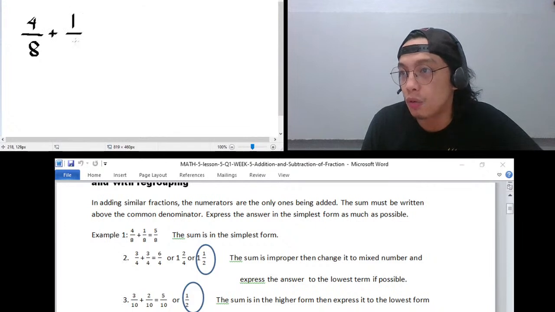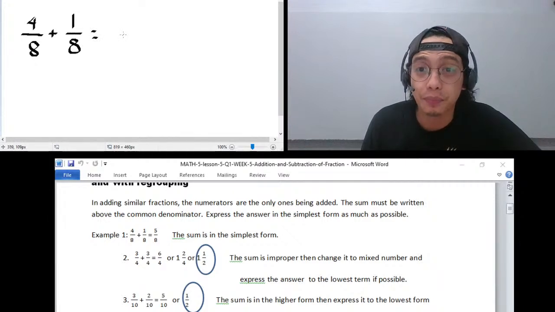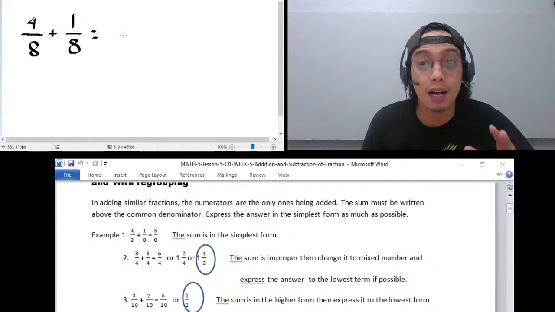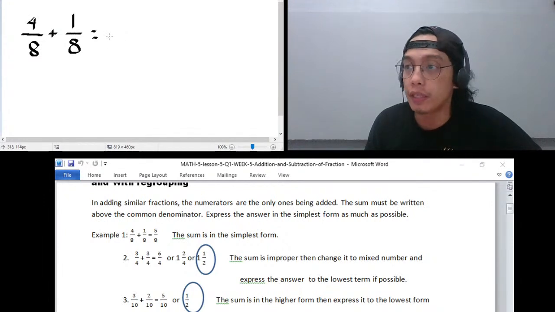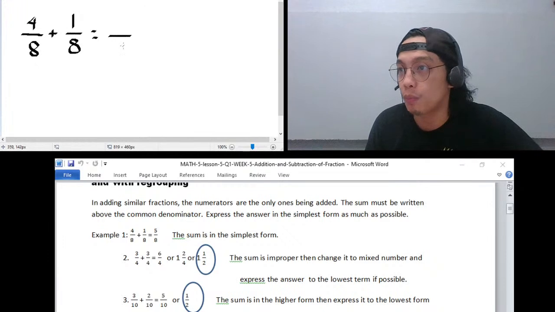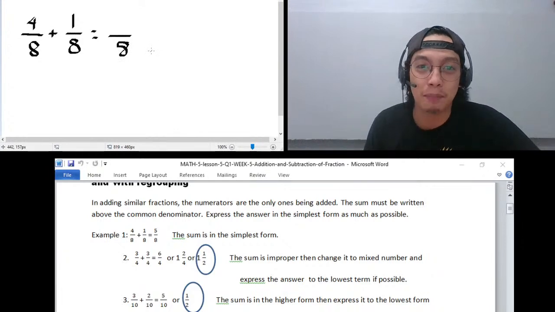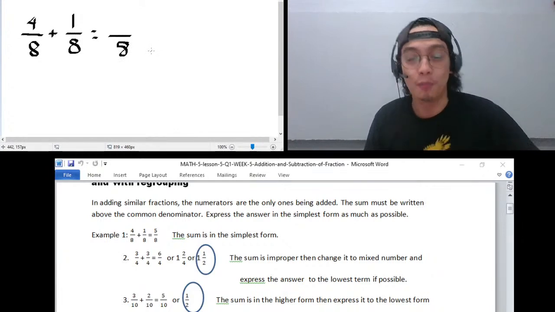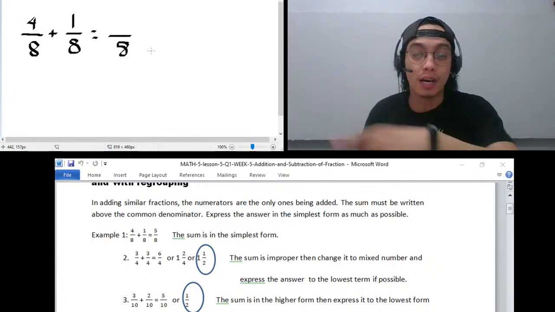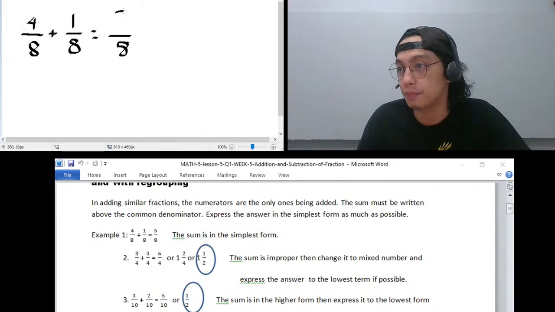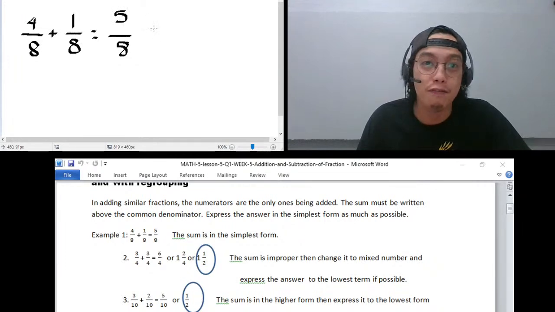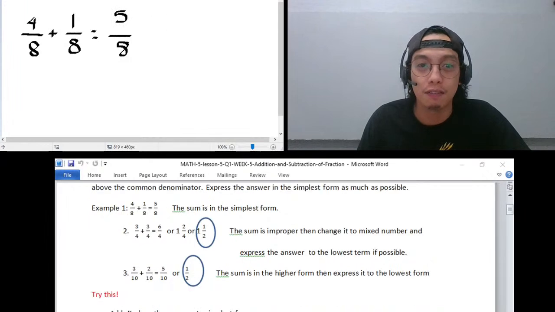Plus 1 over 8. What we do here is add the fractions, which are similar, meaning the denominators are the same. Here the denominators are 8 and 8, so we copy the denominator. Since both are the same, we copy it: 8. Again, if the denominators are the same, we copy it, then we add the numerators on top. 4 plus 1 is 5. So the answer is 5 over 8, which is what the module shows.